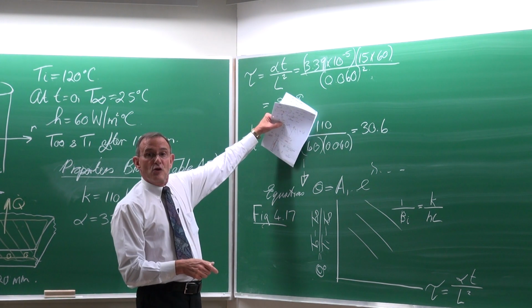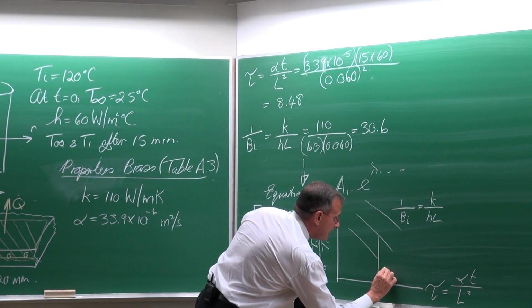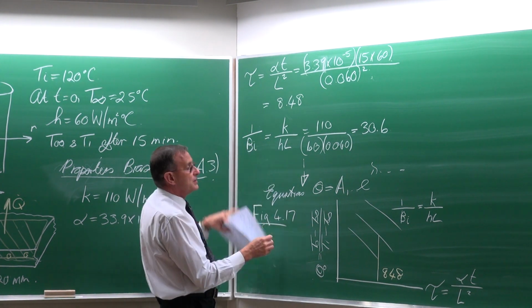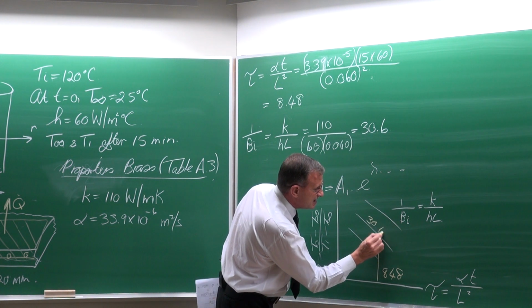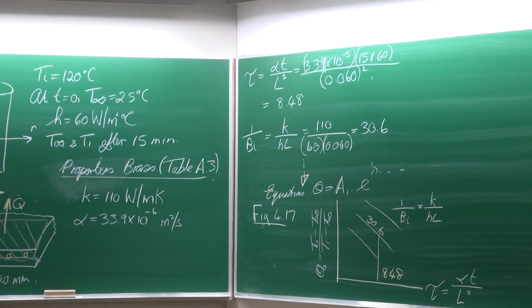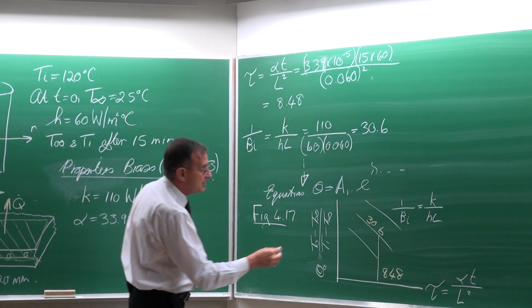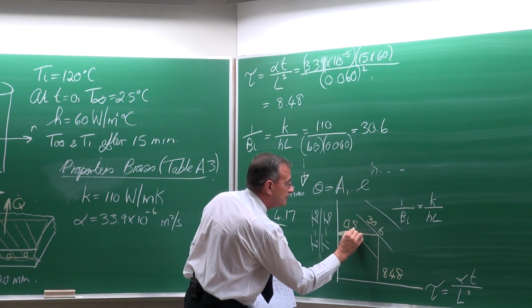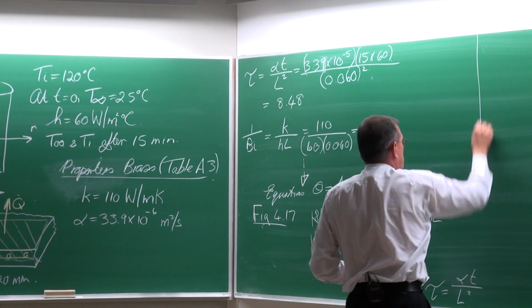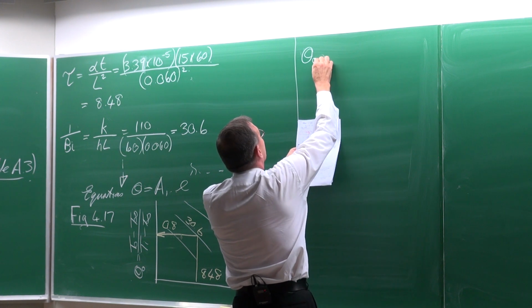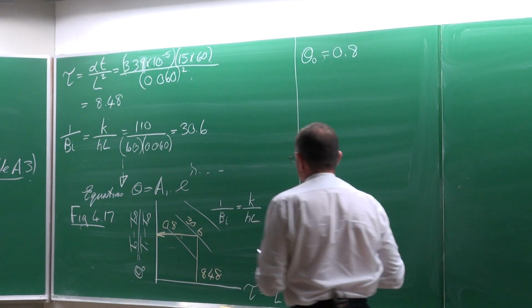So we've got the non-dimensionalized time as 8.48. We need to get the line of 1 divided by the Biot number, which is equal to 30.6. There is no such line. Normally the lines would be for 30 and 40, etc. So that's one of the reasons why you will not be able to get a very accurate solution from the Heisler charts. And then it will give you the non-dimensionalized temperature as 0.8.